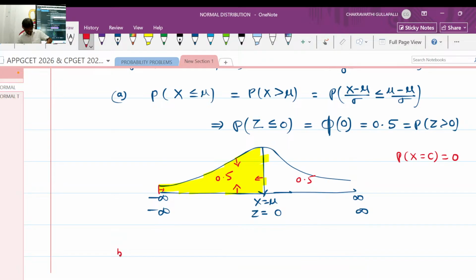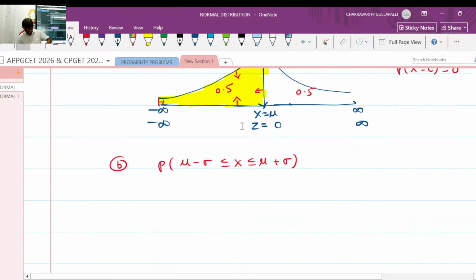Next, point B: probability of mu minus sigma less than or equal to x less than or equal to mu plus sigma. It is also the area property. If asked to explain the area property, you can write this one. This is the 1 sigma limits concept.